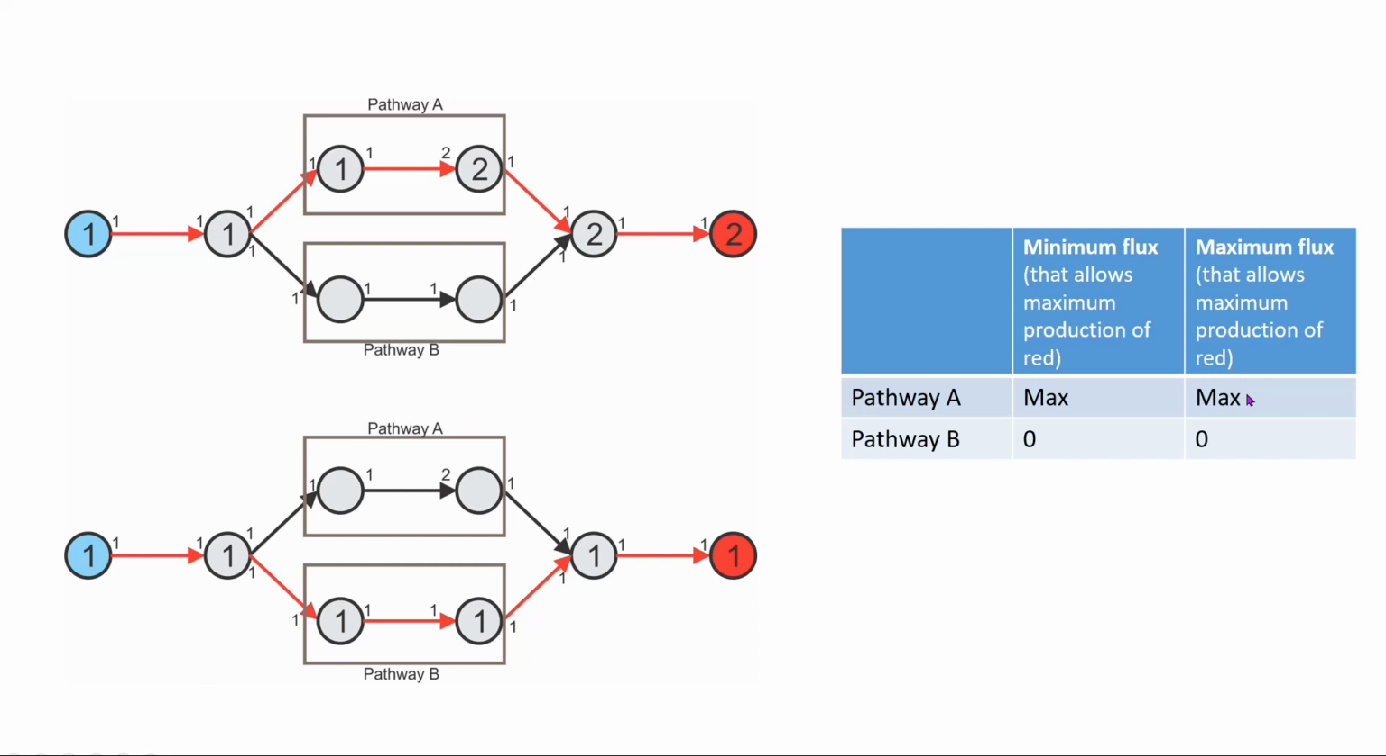However, when changing the network to produce the same amount of the red metabolite using pathway A or B, there is an alternative route to obtain maximum production of the red metabolite. Therefore, to obtain the maximum production of the red metabolite, there can be maximum flux in pathway A or pathway B. The minimum flux in both pathways is 0 because the flux can be redirected to another pathway, and the red metabolite can still have maximum production.